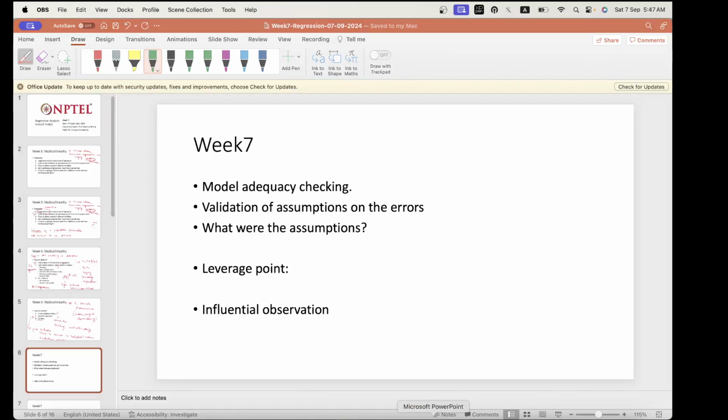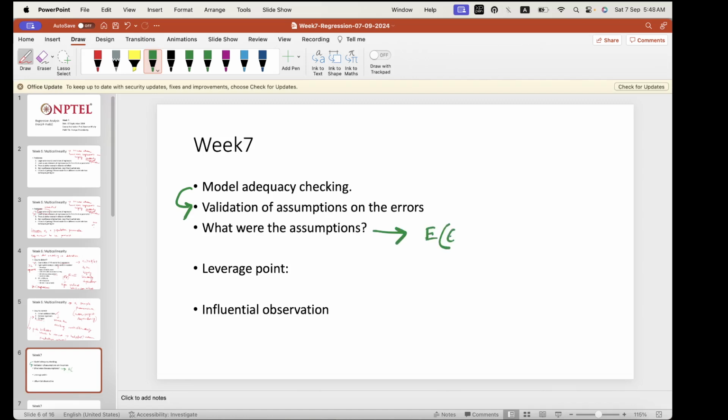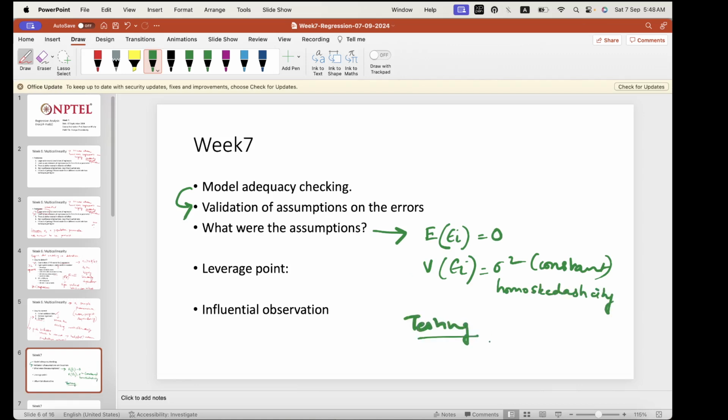Alright, so in week 7 we learned about model adequacy checking. What do we mean by model adequacy checking? It usually means validation of assumptions on the errors. So what were the assumptions that we had? We had the assumption that the expectation of errors was 0, and the variance of errors is constant. We had this homoscedasticity assumption, and also for testing we assumed that the errors follow normal 0, sigma square.